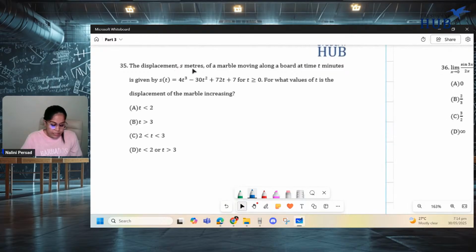The displacement S meters of a marble moving along a board at time t minutes is given by this. For what value of t is the displacement of the marble increasing? Now, first of all, you see the topic kinematics. That is a unit 2 topic. Kinematics is unit 2.